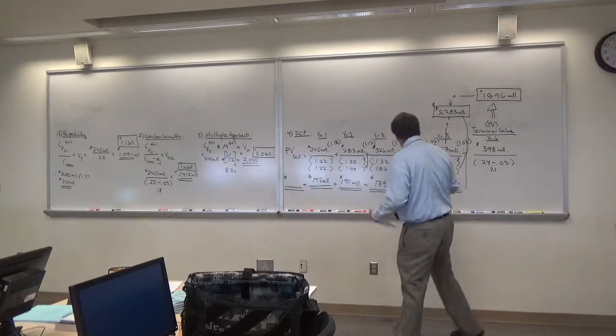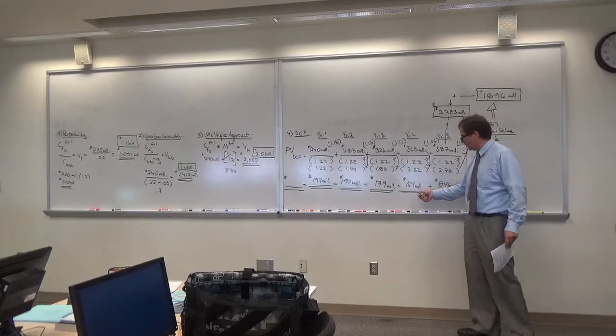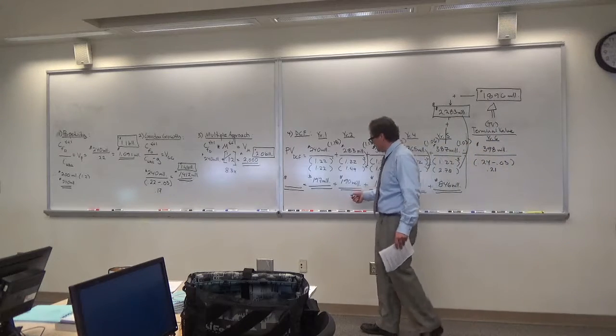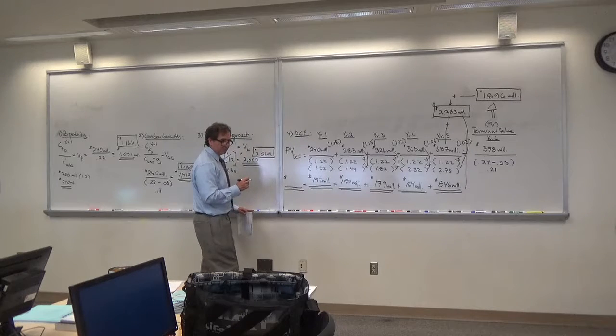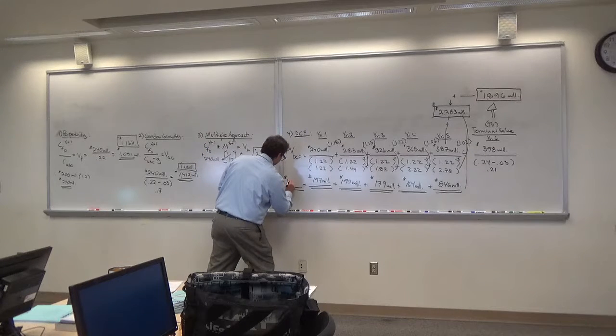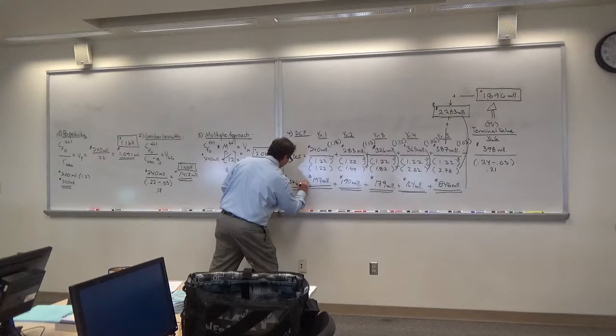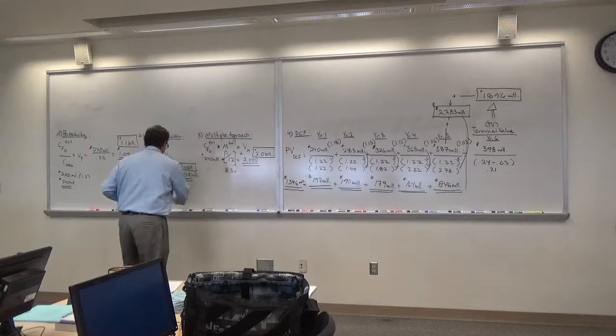So we can win. So what's 846 plus 164 plus 179 plus 190 plus 197? What does that give us? 1576. Can you confirm that? Yeah. Okay, good, awesome.